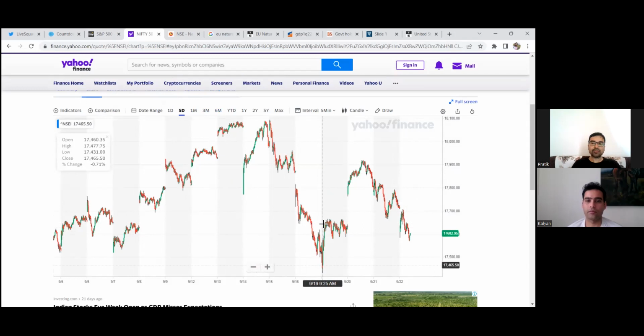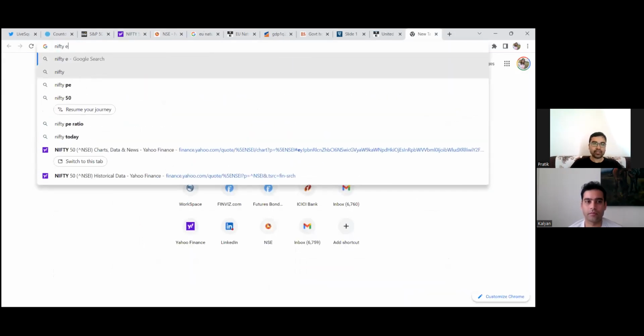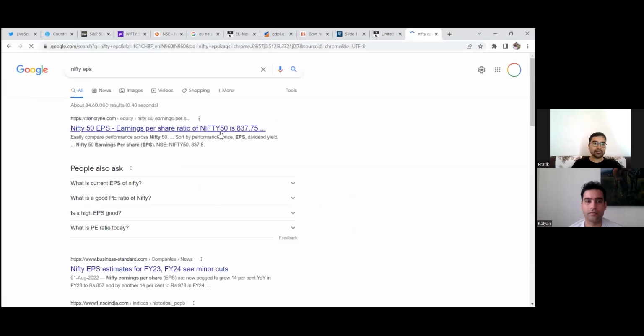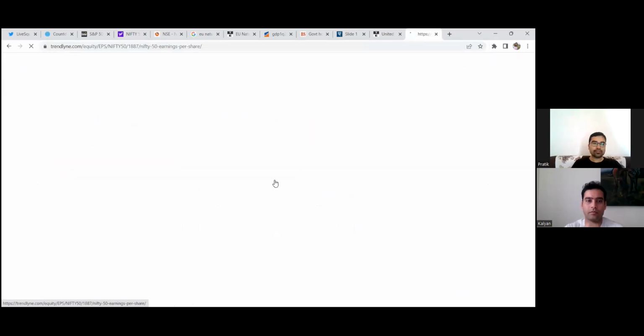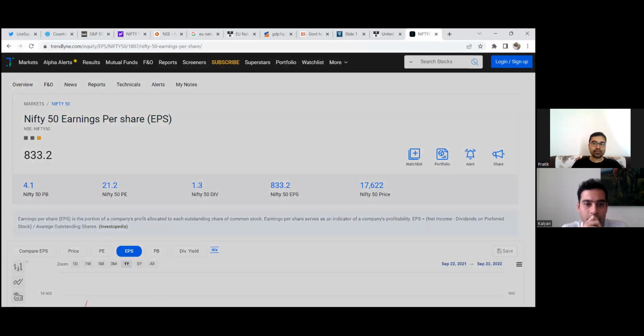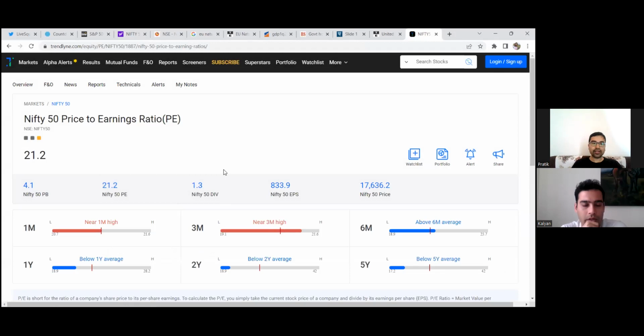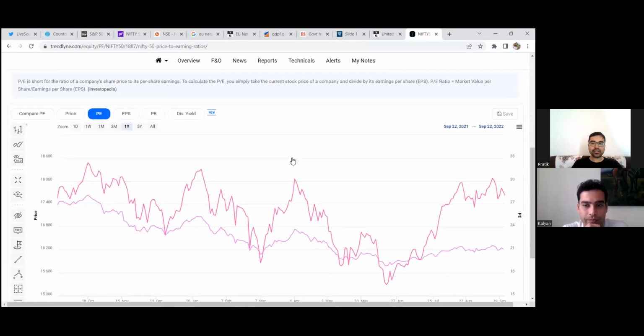From the valuation perspective, the Nifty is at a reasonable value. If you look at the Nifty EPS, it is substantially good. And the price to earning ratio for the Nifty is not bad either. It is just at 21.2 on trailing EPS, so it is fairly valued.